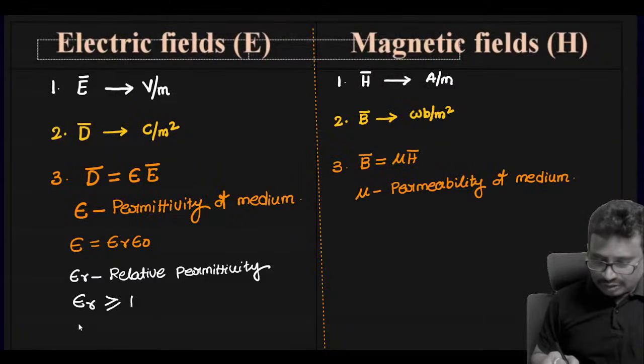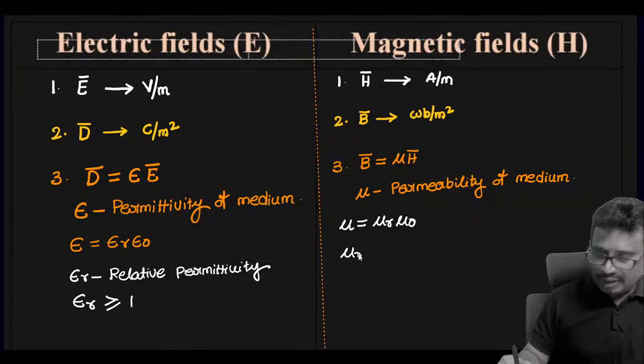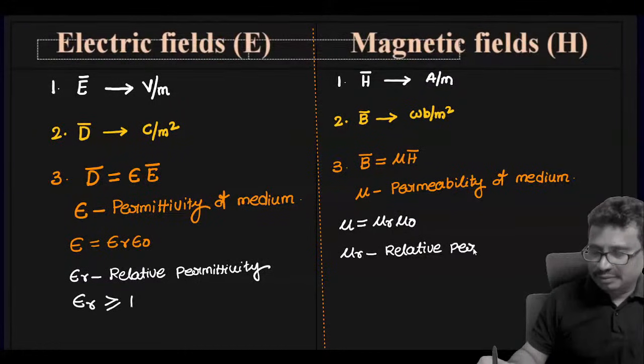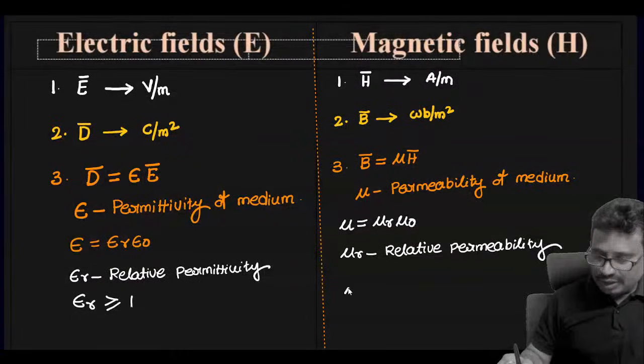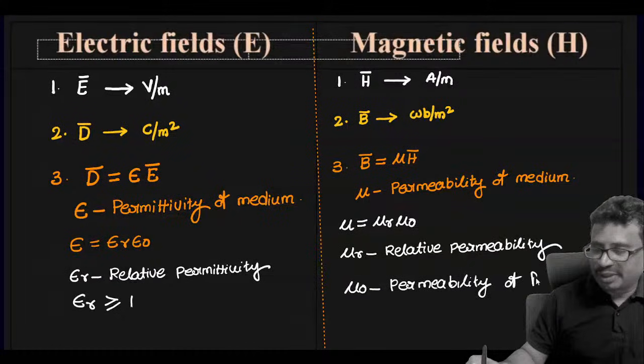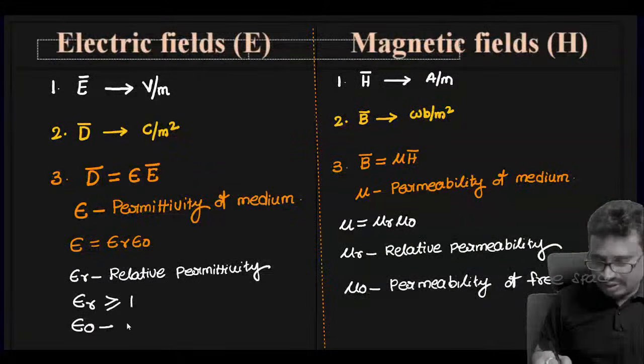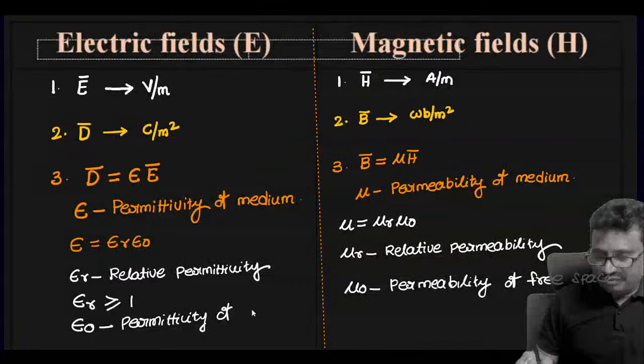And similar to that, mu we can write as mu r into mu naught, where mu r is called the relative permeability. And mu naught is called the permeability of free space. Free space, air, vacuum, we'll consider the same thing. Here also epsilon naught is called the permittivity of free space.